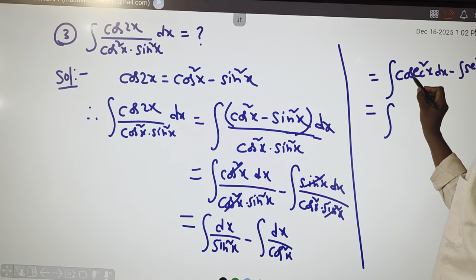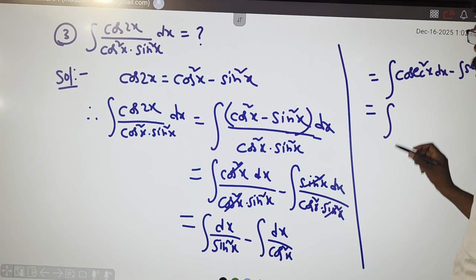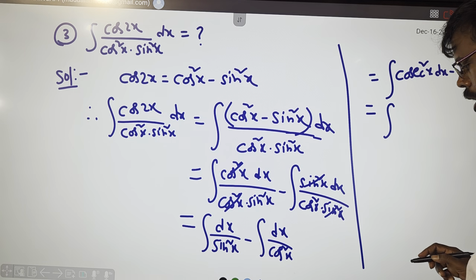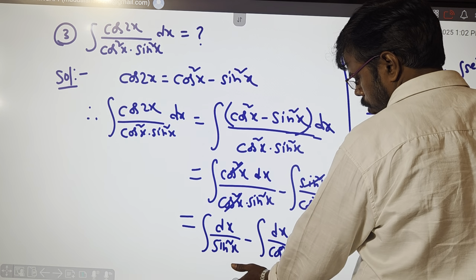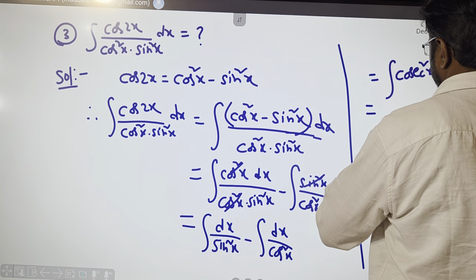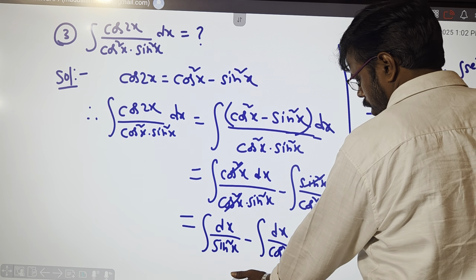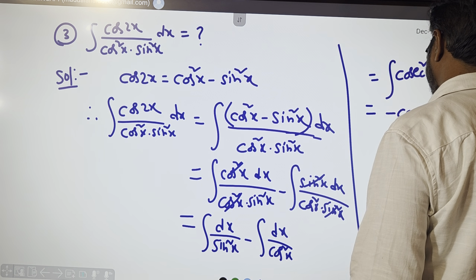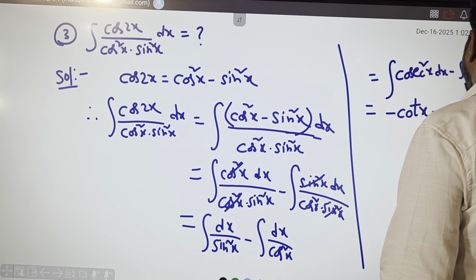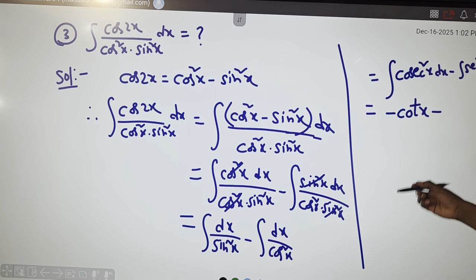Integral cosecant square x dx, the result is minus cot x, and minus integral secant square x, which is tan x, plus c. So the result is minus cot x minus tan x plus c. Okay, this is the result.